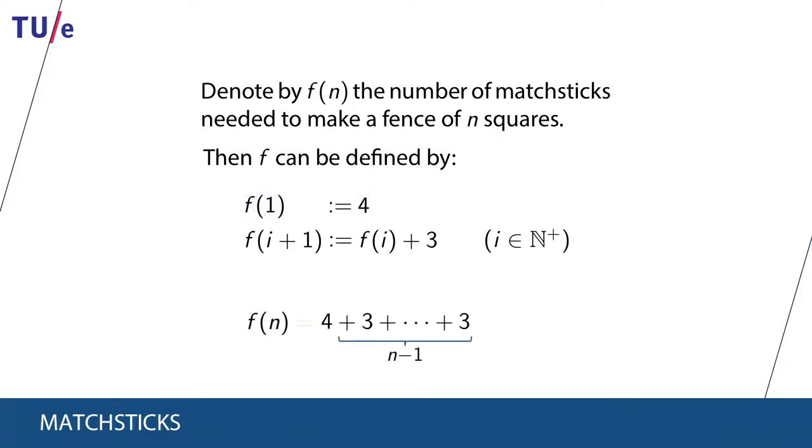Note that 4 plus (n minus 1) times 3 equals 3n plus 1. We should emphasize here that it cannot be mathematically proved that our definition of f is correct, because it's based on physical observation. We can and shall prove later that when we accept the definition of f as valid for the process of making fences of squares with matchsticks, then we have that f of n equals 3n plus 1.